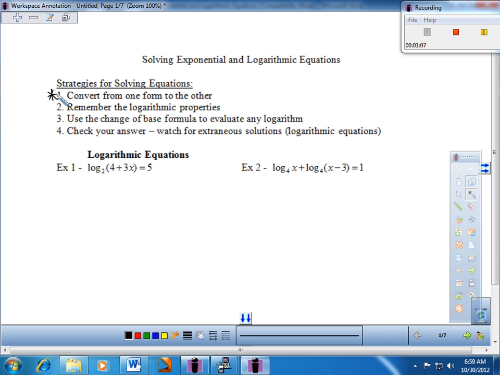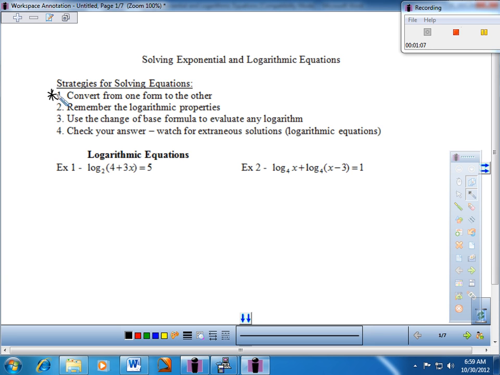Number 2, remember logarithmic properties from the previous notes worksheets. We can combine logarithms together via addition and subtraction, so we'll take a look at a couple of those. Those who have a TI-83, you're going to need to use that change of base formula to evaluate a logarithm. I think I had mentioned this on the previous notes worksheet. We're going to see logarithms in all types of bases, and the calculator should be able to get us whatever we need. And then number 4 is just check your answer.